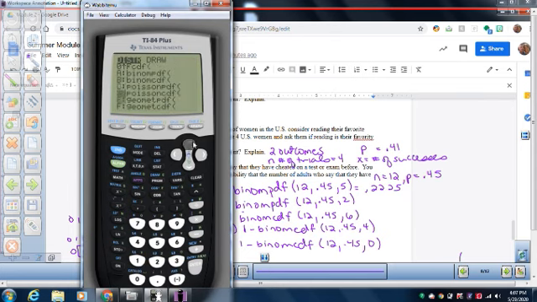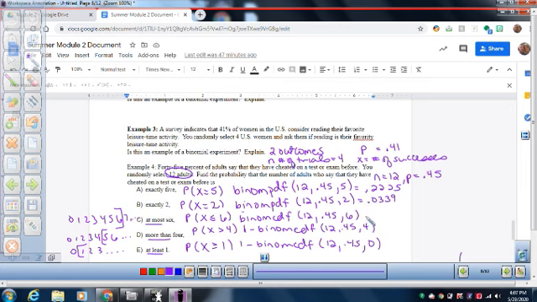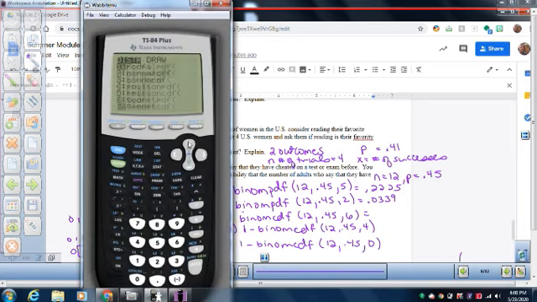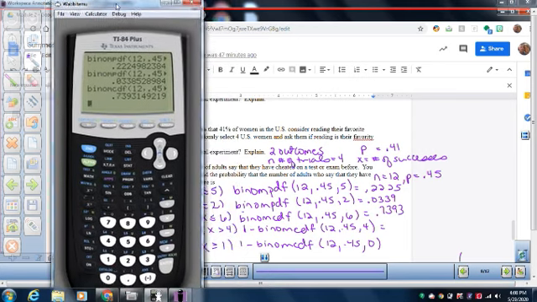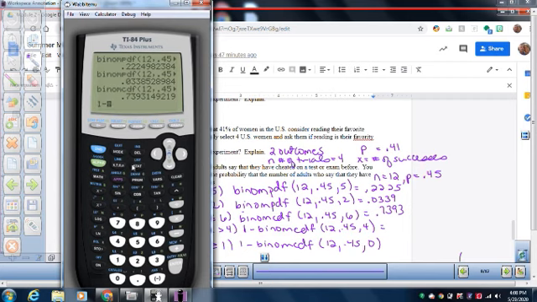Do it again for the 2: PDF, this time x is 2, enter, 0.0339. For CDF, second vars, binom CDF, n is 12, p is 0.45. The number I'm going to stop at is 6 because I want it included, and I get 0.7393. For the next one, remember I have to do 1 minus before I do the function, or calculate it and then subtract from 1, but 1 minus will do it. 1 minus binom CDF, 12, 0.45, 4, and I get 0.6956.